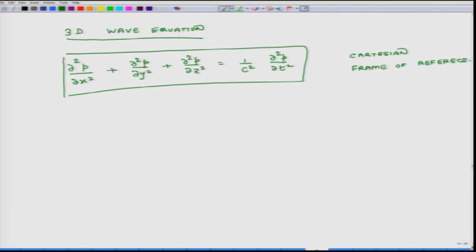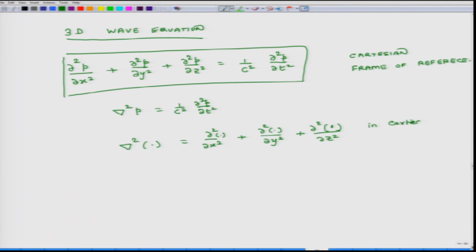I can rewrite the same equation as grad square p equals 1 over c square del 2 p over del t square, and the definition of this operator grad square, in the Cartesian frame of reference, is this. This is the definition of the operator del square.